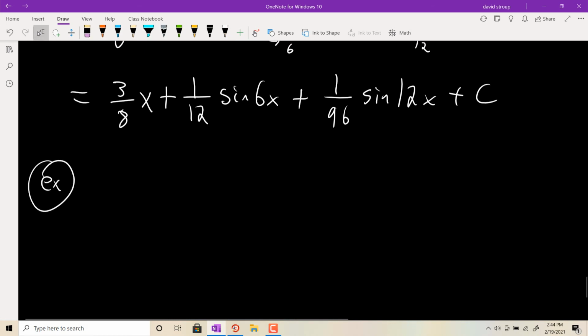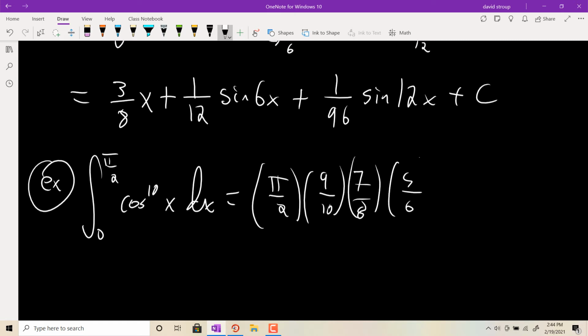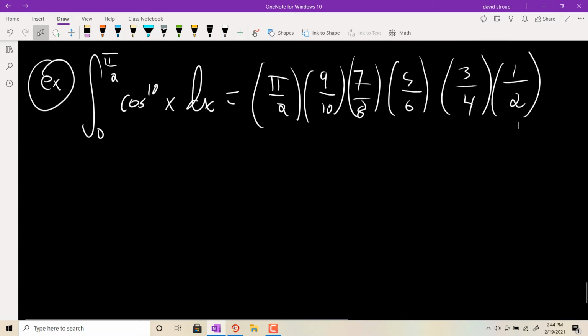I'll just show you an example. If you know Wallace's formula, you can do things like this. I'm not going to put this on a test or anything. If you know Wallace's formula, believe it or not, this thing turns into pi over 2 times 9/10 times 7/8 times 5/6 times 3/4 times 1/2. Okay, believe it or not. So anyways, I'll leave that to you if you want to go above and beyond the call of duty.